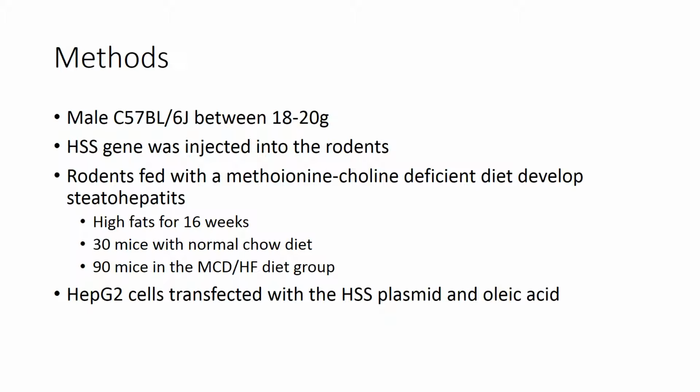In total, 120 mice were used. 30 mice were the control group, which were fed a normal chow diet, and the remaining 90 were fed the actual methionine choline deficient diet. As well as the diet, HepG2 cells were transfected with the HSS plasmid and given oleic acid treatment.